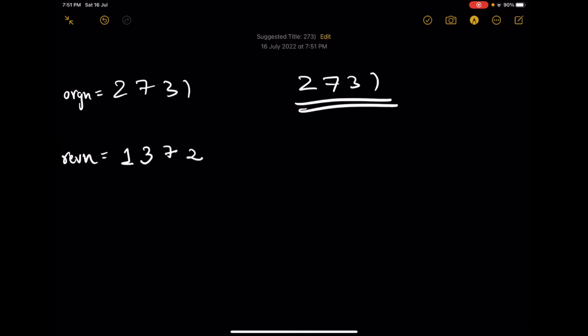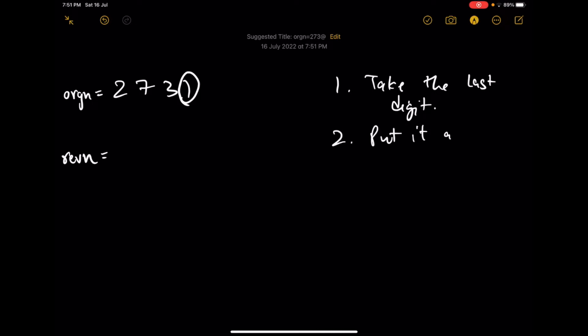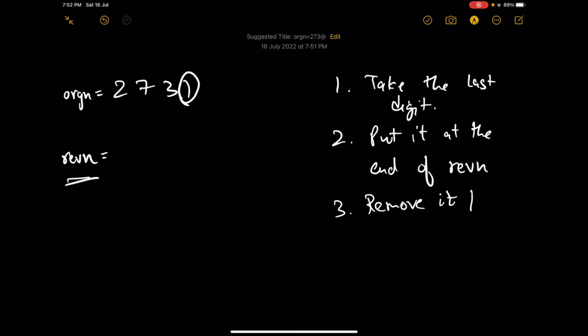So these are the steps that we want to do. The first step is to take the last digit of this number, and then put it at the end of this reversed number, and then remove it from this original number.